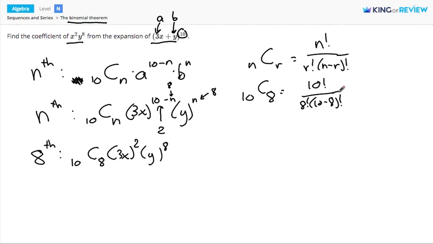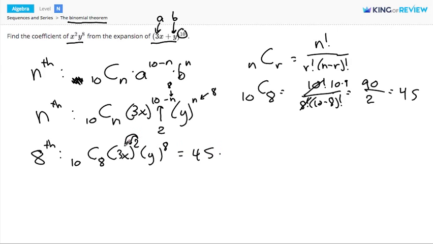Well, let's see here. 10 factorial is 10 times 9 times 8 times 7 times 6 all the way down to 1. 8 factorial is 8 times 7 times 6 times 5 all the way down to 1. Both of those have in common 8 times 7 times 6 times 5 times 4 times 3 times 2 times 1. If we cancel out everything from 8 down to 1, all we're left with in the numerator is the 10 times 9 part. 10 times 9 is 90. 10 minus 8 is 2. 2 factorial is just 2 times 1, which is 2. So this is 45.